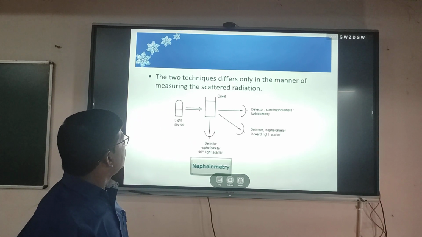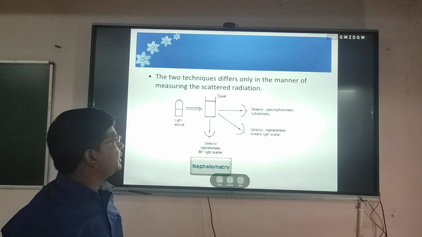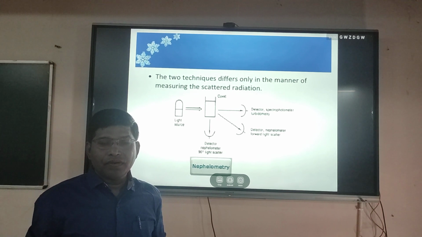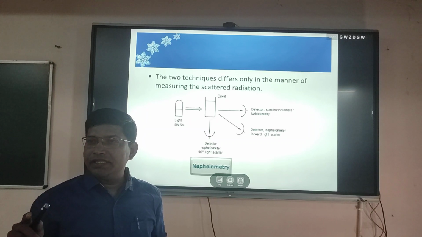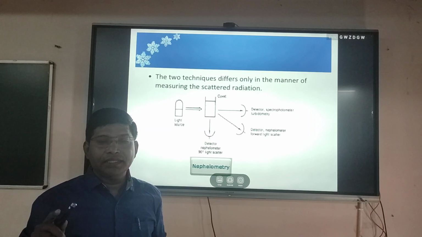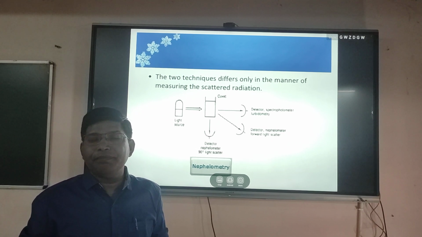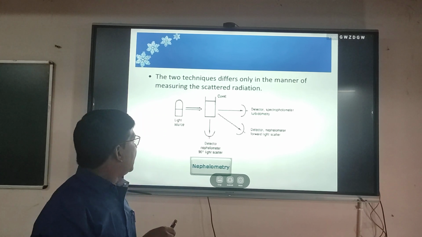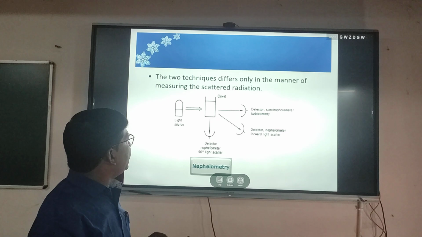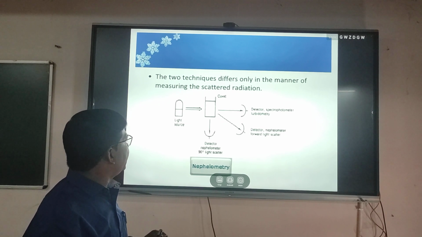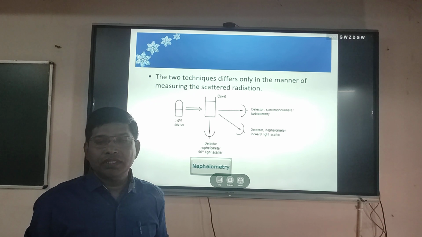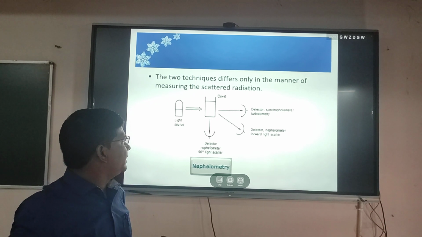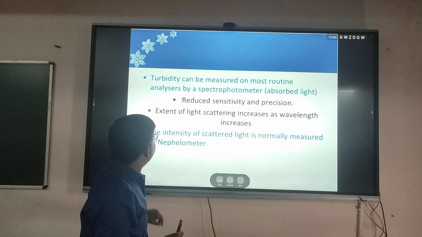So the two different techniques differ only in the manner of measuring the scattered radiation. In both techniques we will measure the scattered radiation, but the way of measurement is different in turbidimetry and nephelometry. In turbidimetry we keep the detector here, and in nephelometry we can put our detector here or here or here. So generally it measures the 100% scattered radiation.